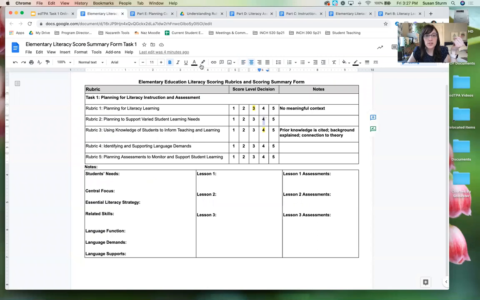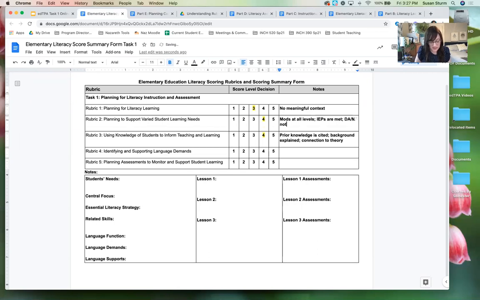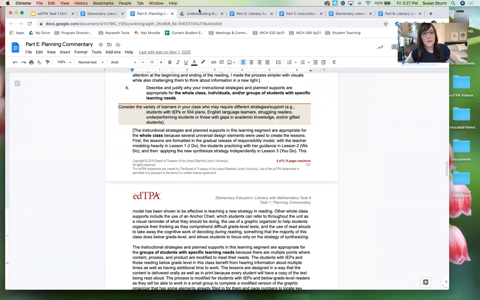This, remember, is rubric 2. Mods at all levels. IEPs are met. And then I would say developmental approximations or misconceptions are not foundational to planning. The whole planning was not based on those developmental approximations. They were just sort of mentioned casually, and it wasn't the foundational way that the planning happened.